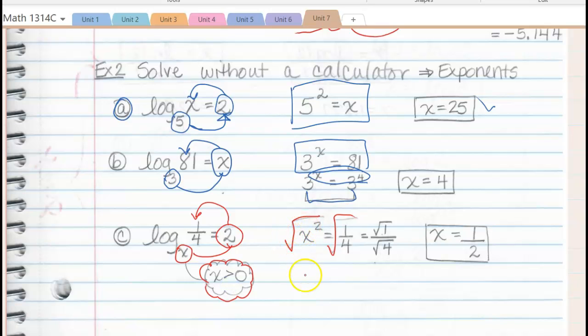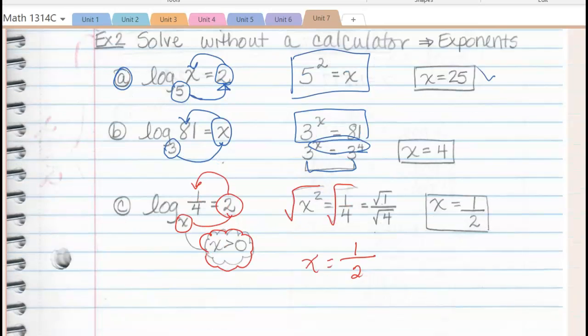The square root of x squared is x, and the square root of 1/4 is the same thing as the square root of 1 divided by the square root of 4. Square root of 1 is 1, and the square root of 4 is 2. And that's how we find x is equal to 1/2. And that concludes this video.